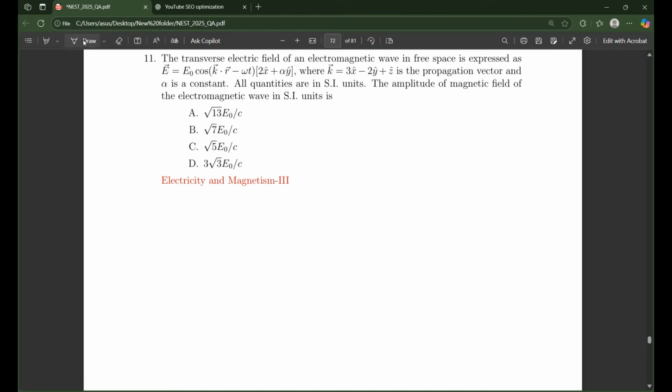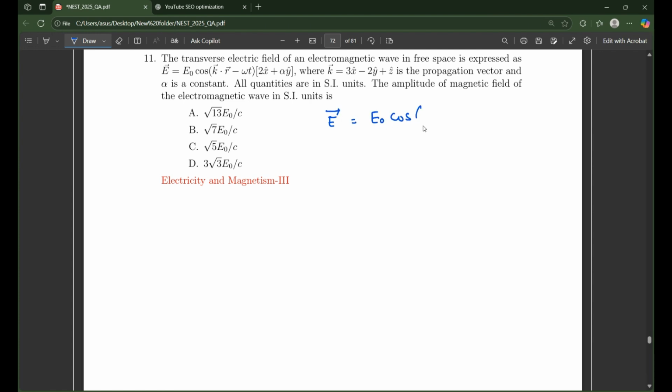If we see the question from the 2025 exam, it says that the transverse electric field of an electromagnetic wave is expressed as E = E naught cos(k dot r minus omega t) times (2x cap plus alpha y cap). These are vector quantities, where k vector is given as 3x minus 2y plus z.